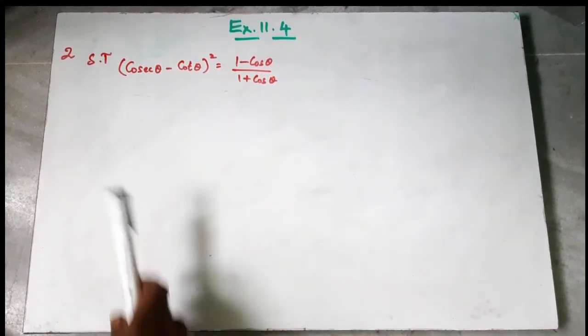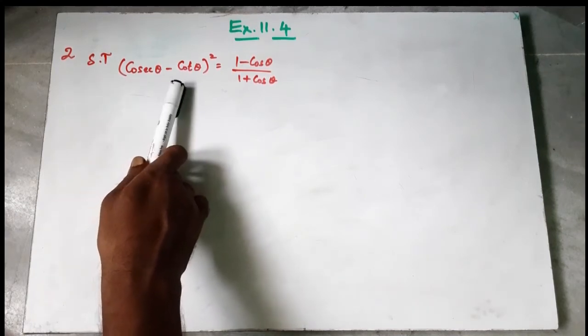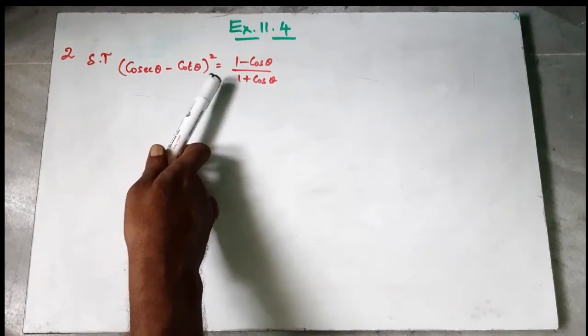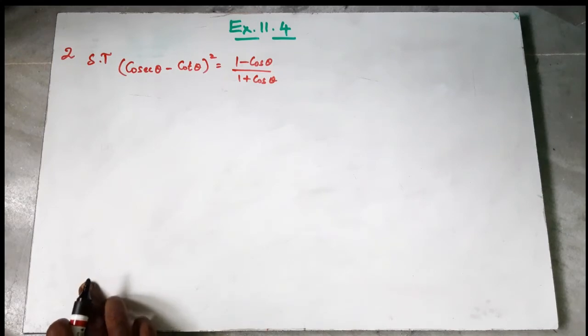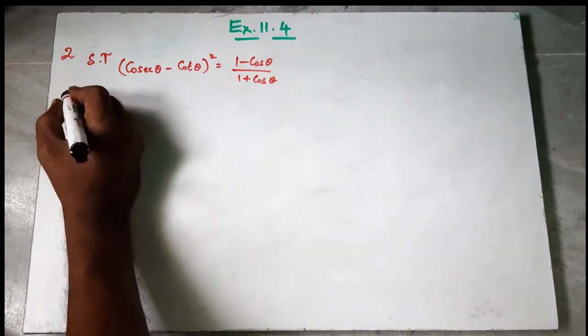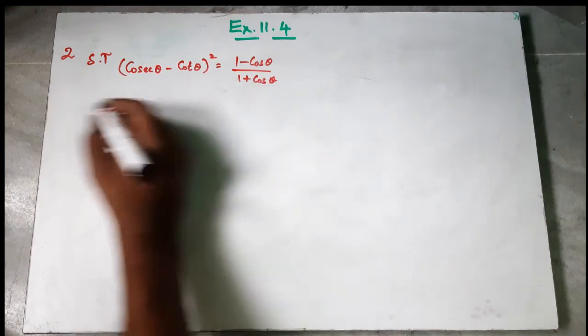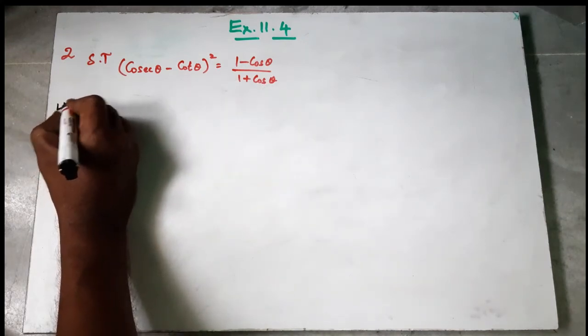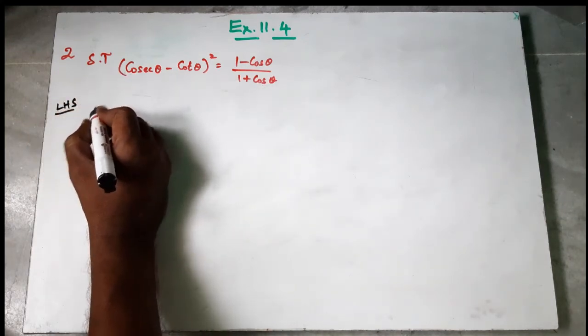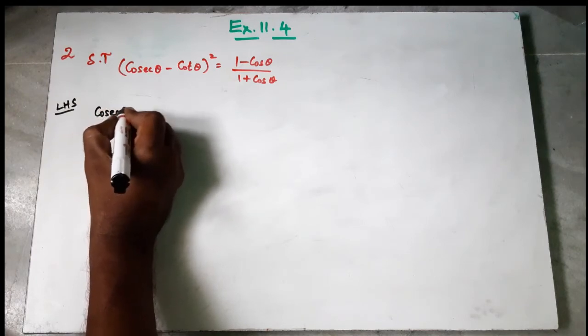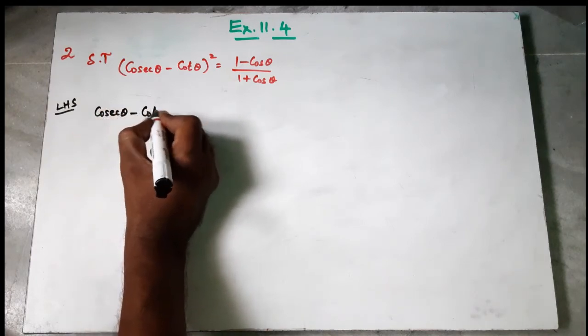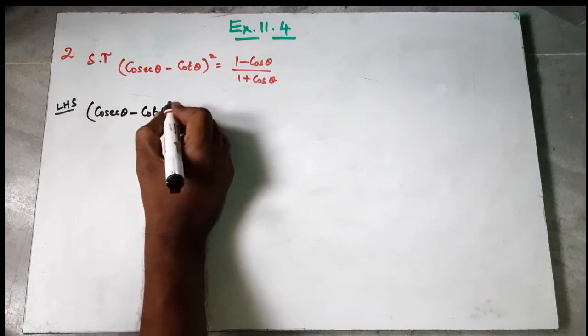Now the second bit: show that cosec theta minus cot theta whole square is equal to 1 minus cos theta by 1 plus cos theta. So we have to show that LHS is equal to RHS. Now we are considering LHS. So what is LHS? Cosec theta minus cot theta whole square.